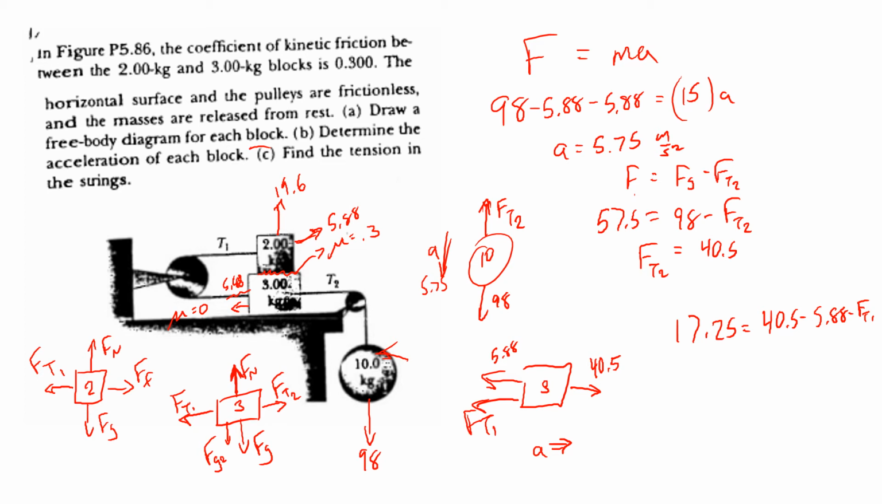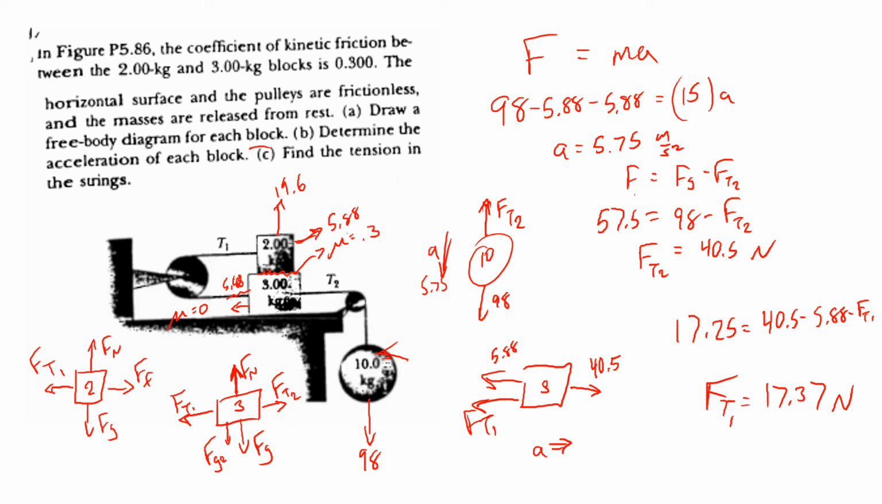Move that over, move this over, so we're going to have 40.5, just checking the signs, sorry, 40.5 minus 5.88 minus 17.25, so we are going to get FT1 is equal to 1737. You could have also done the top block, wouldn't have mattered, you should get the same answer. I'm out of room, so I'm not going to do that. Okay. Hopefully that makes sense. If not, oh, bummer. Okay.